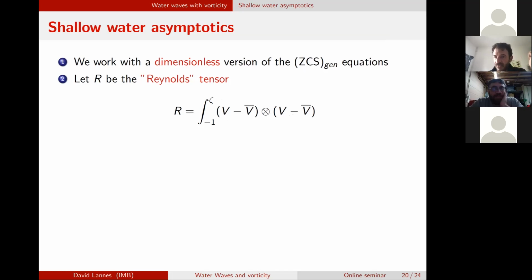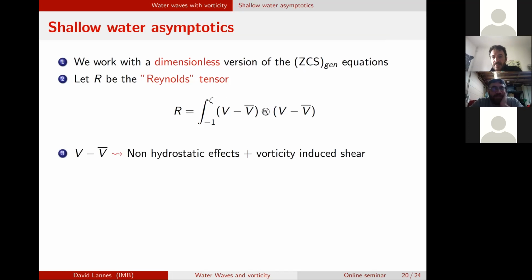In the irrotational case, this quantity turns out to be negligible because each of these terms is of size mu, so this is of size mu squared, and you can neglect it at the precision of the model. But the problem with vorticity is that you have a shear created by the vorticity. So you have a vertical dependence of the horizontal velocity created by the vorticity. And so an effect of the vorticity is that this term is not negligible anymore.